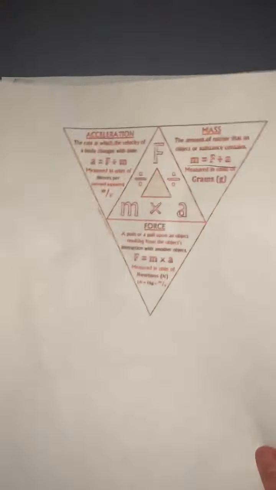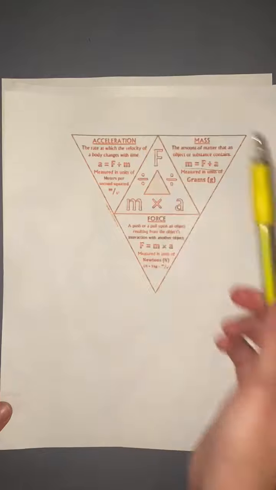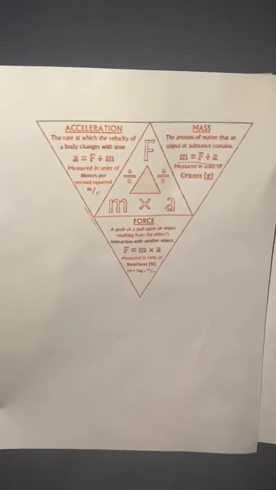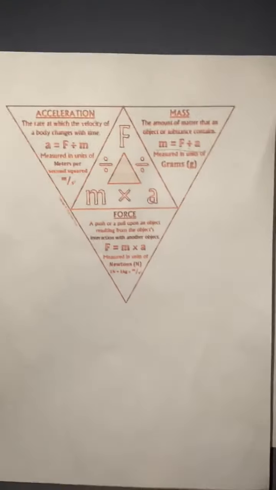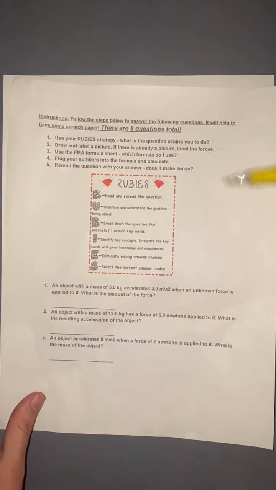You will then use the FMA formula sheet to determine which formula you need to use. So you guys will have access to this sheet, but your sheet will also have examples of how to determine the net force of unbalanced forces. So don't freak out, yours will have that on there. And then step 4, we will plug our numbers into our correct formula and calculate our answer. From there, we'll reread our question with our answer to determine if it makes sense.